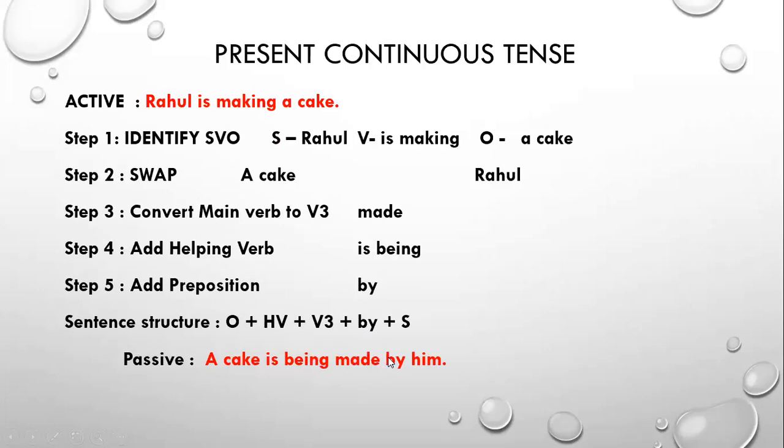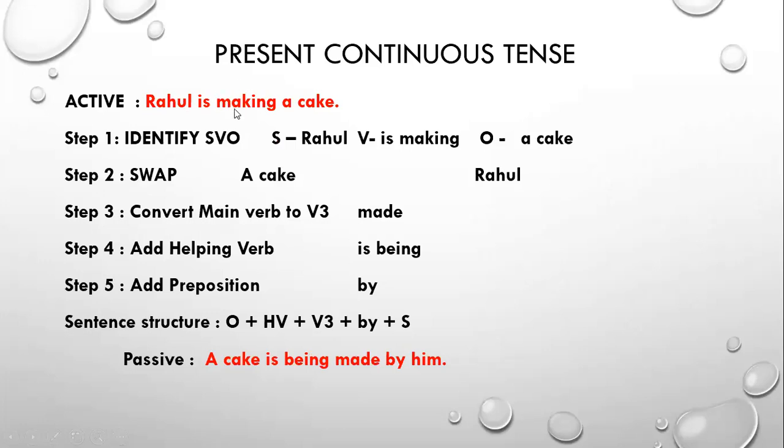Okay. Next is present continuous. Rahul is making a cake. Subject is Rahul, is making is the verb, object is a cake. Swap the positions. A cake will come in the beginning. Rahul will go to the end. Main verb to third form of verb. Here the main verb is make. Make plus ing becomes making.